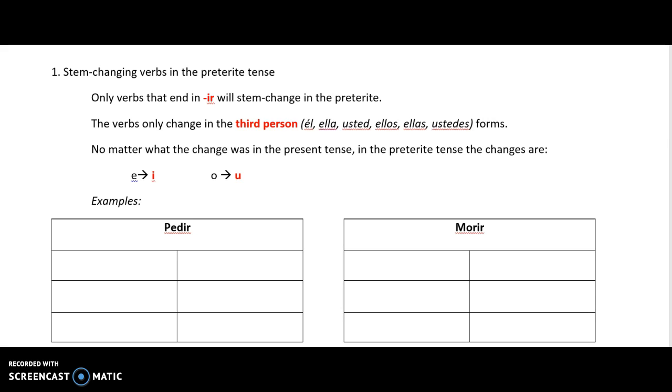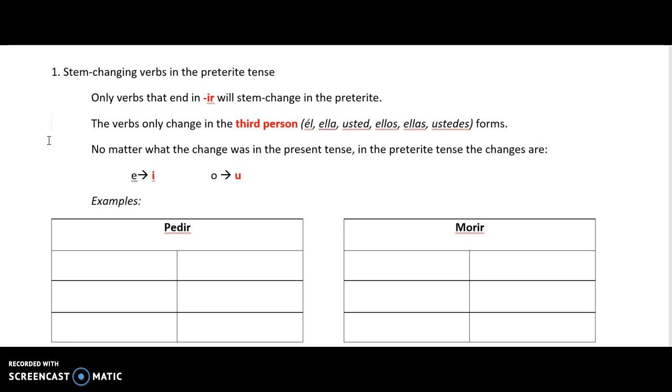Now, in the present tense, we have the boot. The stem change occurs in the boot, so all of the forms except nosotros and vosotros. In the preterite tense, the verbs are only going to change in the third person. Okay, so that's going to be the él, ella, usted form, ellos, ellas, and ustedes. So third person singular and third person plural are going to have the stem changes. Now, the stem changes are different in the preterite tense than what happens in the present tense.